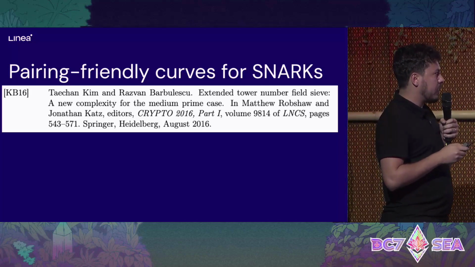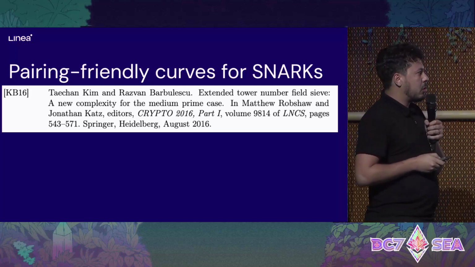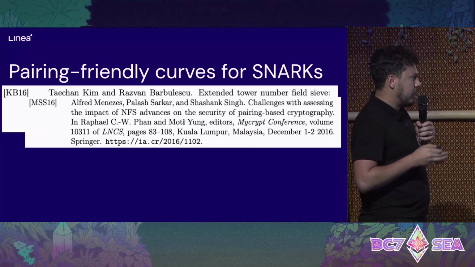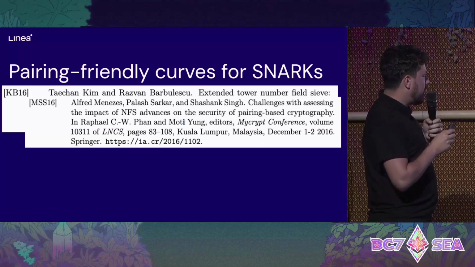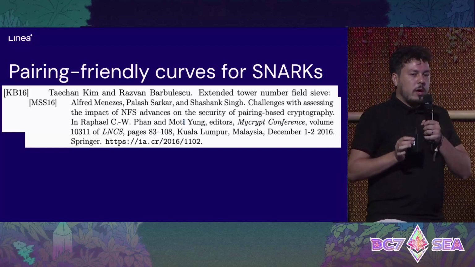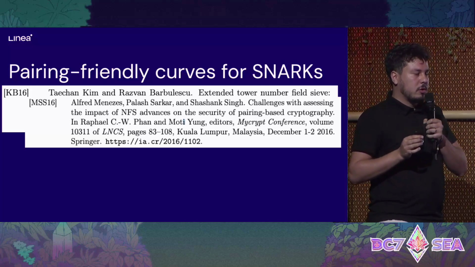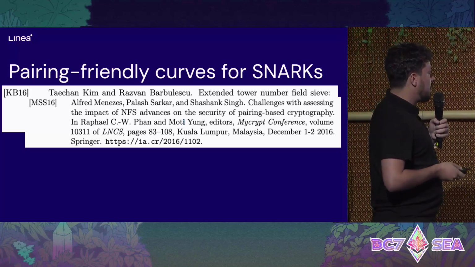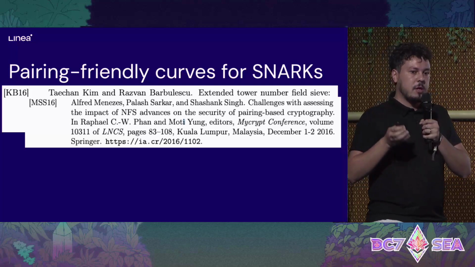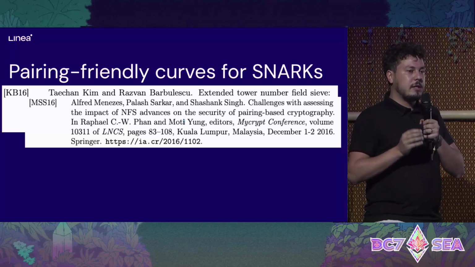the turning point cryptanalysis-wise was this paper by Kim and Barbulescu. So they found a new complexity for solving the discrete logarithm problem over extension fields. But to give proper credit, it was this paper in 2016, the same year, by Menezes, Sarkar, and Singh, where they analyzed the impact of this Kim and Barbulescu paper on the choice of elliptic curves. And in their conclusion, they proposed using BLS12 curves.